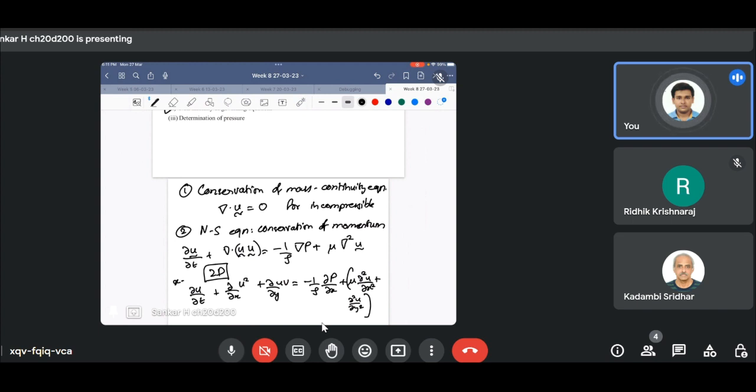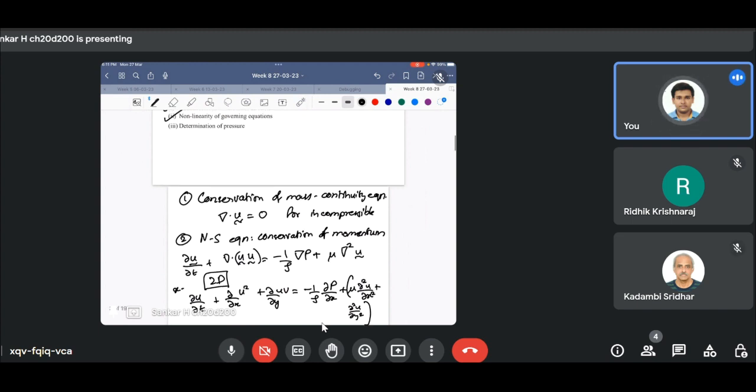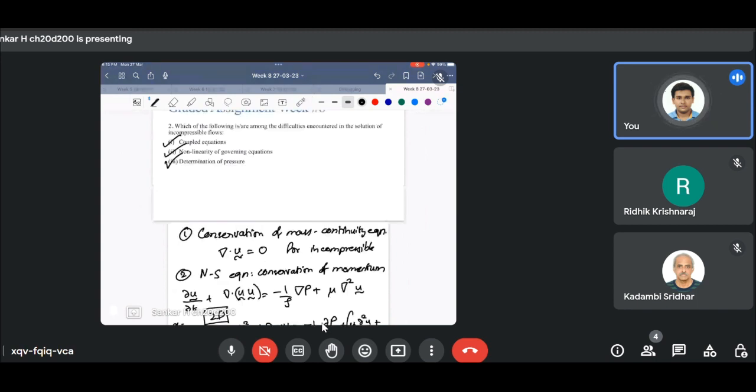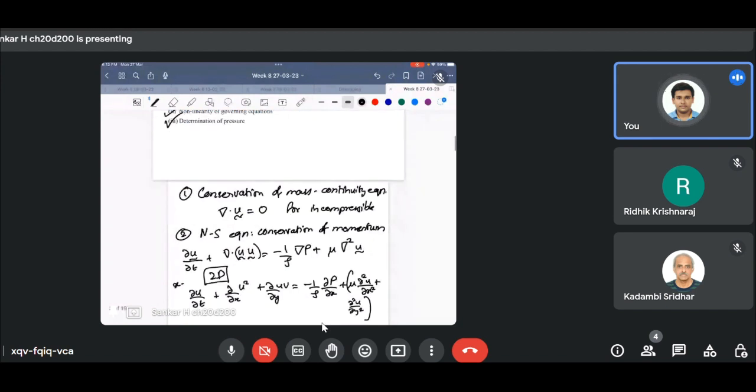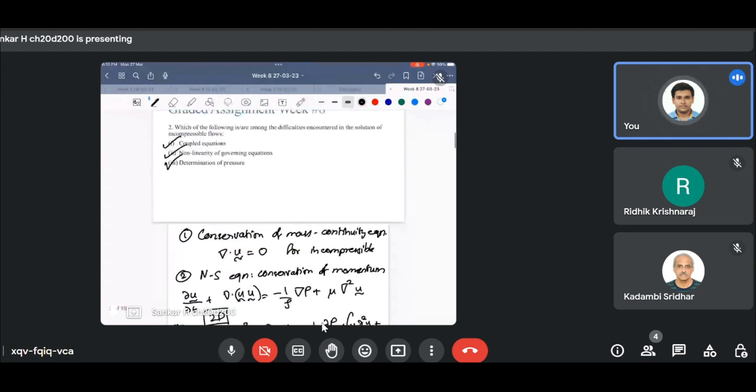So we find the pressure field by simultaneously solving these equations. Therefore, we do face that problem while solving for incompressible flows. So the correct answer here in this question, which among the following are the difficulties encountered in the solution of incompressible flows? We have to consider the coupled nature of the equation, we have to consider the nonlinearity of the governing equation, and pressure has to be found out while solving these equations simultaneously.